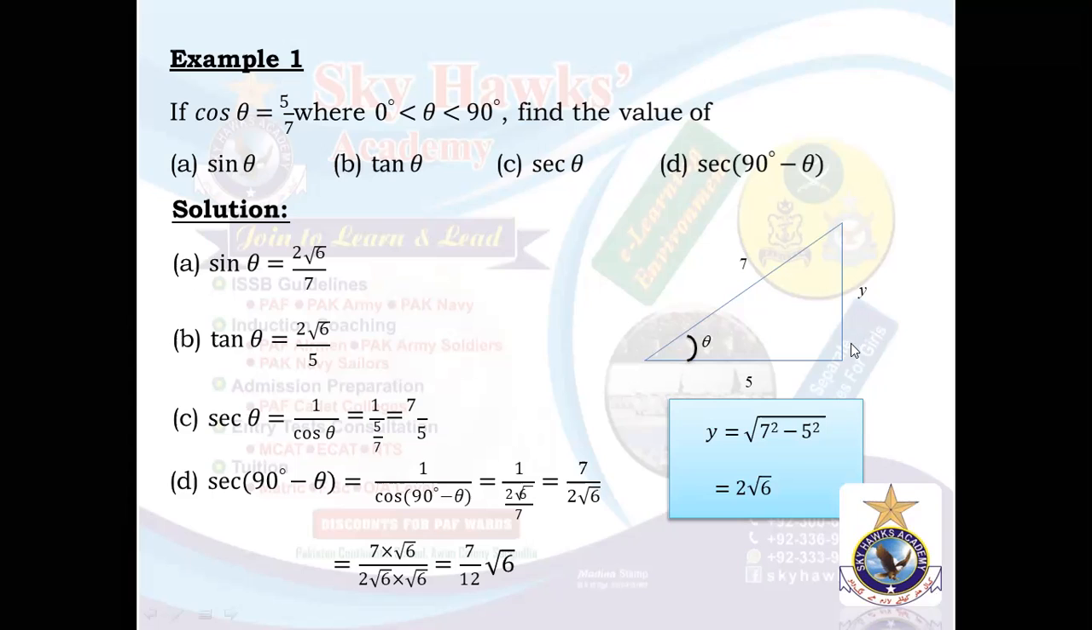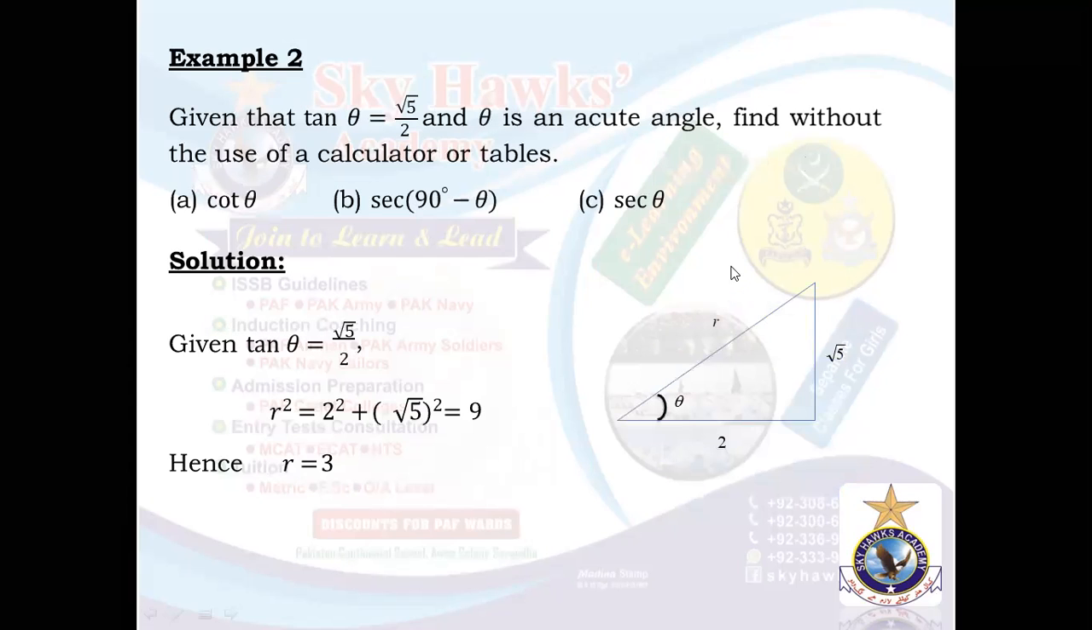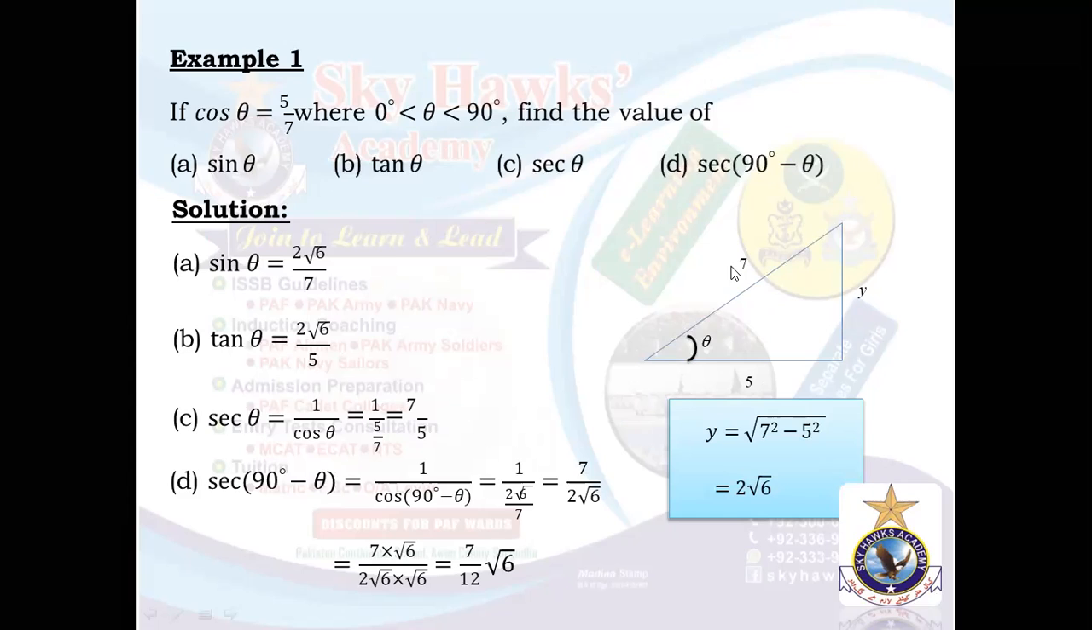And this is the triangle. Don't forget to make the triangle. Okay. This side is 5, this is y, this is 7, and you are looking for the angle theta. So 5, 7, y, and that's theta. Have you noted all these?